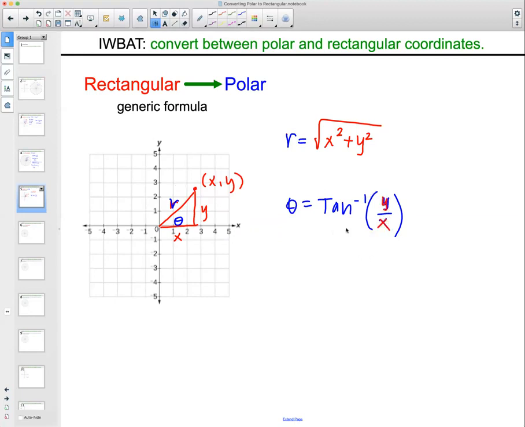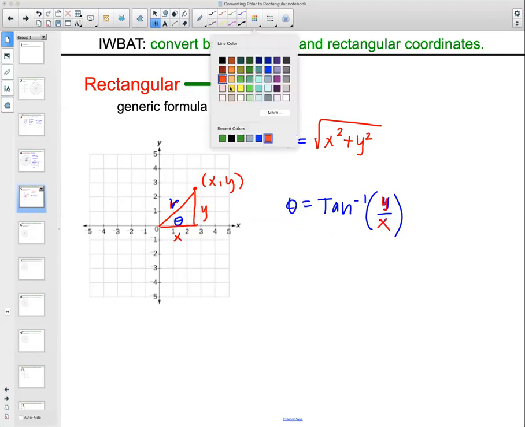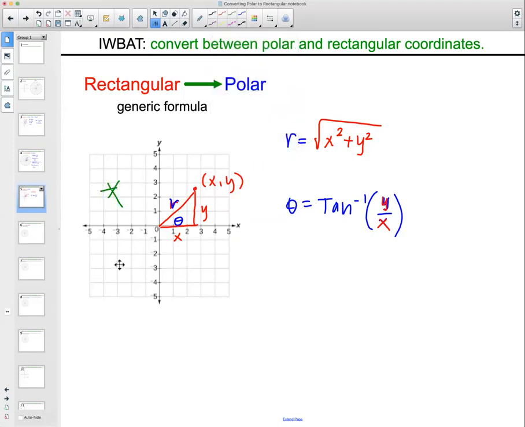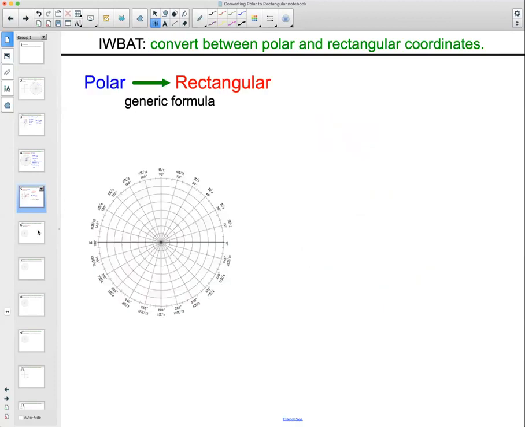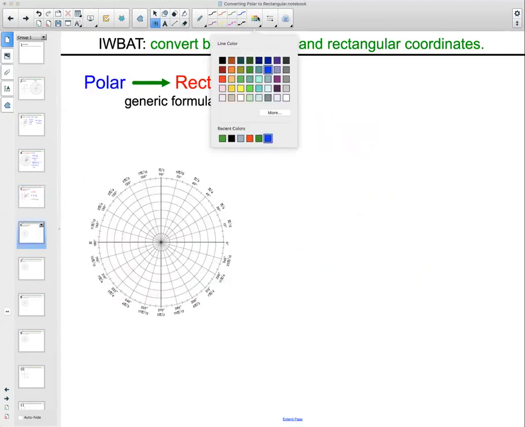Now there is a little bit of a trick for the angle if it's in the second or the third quadrant, and we'll talk about that a little bit later. But if your point is in the second or third quadrant, there is going to be something that you need to do. So just remember, if it's second or third quad, there is going to be something you need to do.